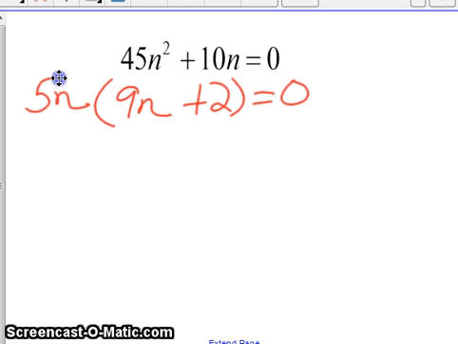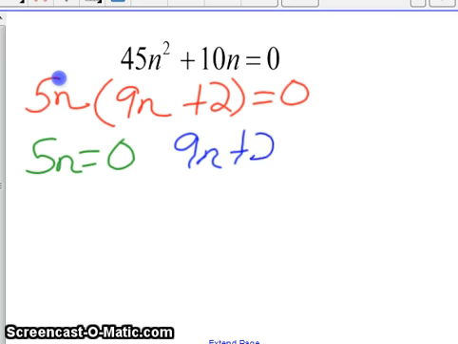All right? After I'm done factoring, step 3 is to take each factor and set each factor equal to 0. So I'm going to do 5n equals 0. And then I'm going to do 9n plus 2 equals 0. That's step 3. And now step 4 is solve the equations. How do I solve the first equation? Divide by 5.